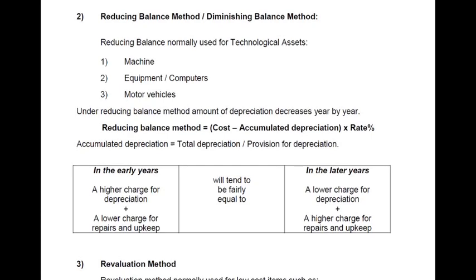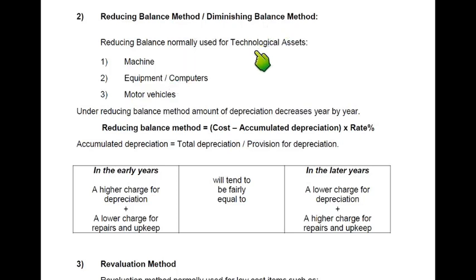Then secondly, we have another method, that is the reducing balance method. The reducing balance method, also known as the diminishing balance method, is normally used for technological assets. In most exam questions, the examiner asks why reducing balance is more suitable for machinery or motor vehicles than straight line. So we need to answer this.